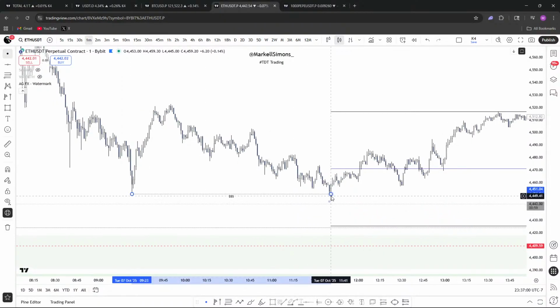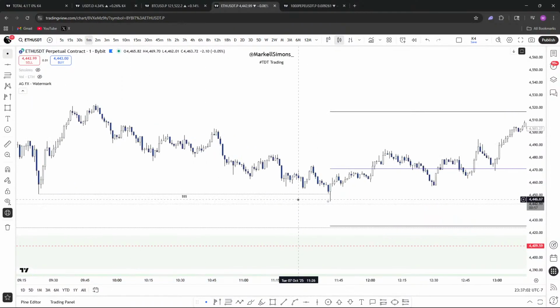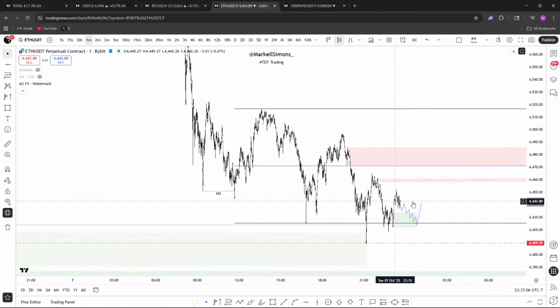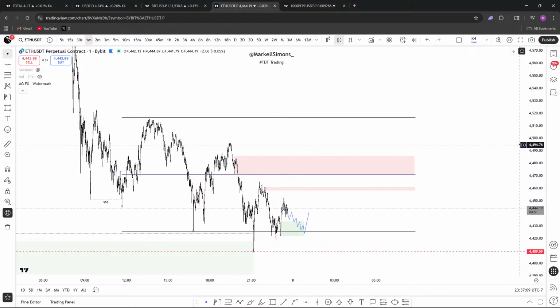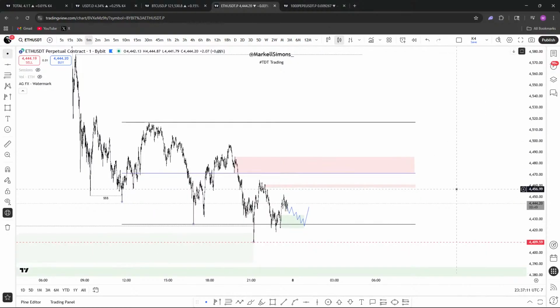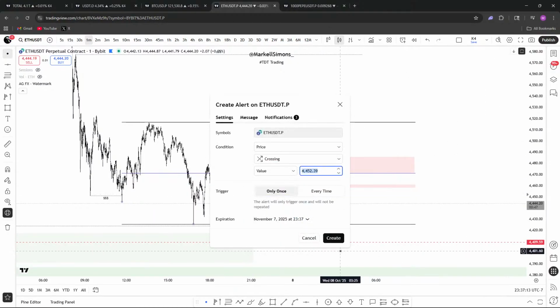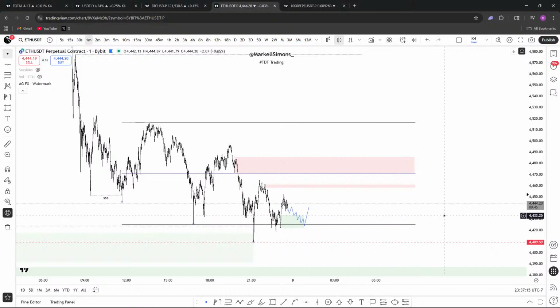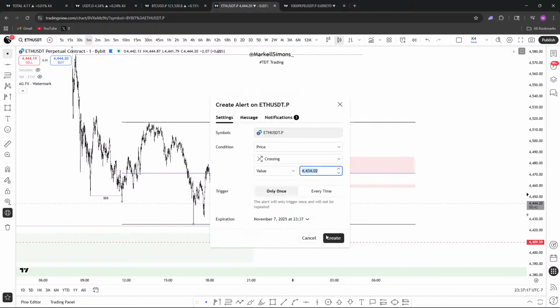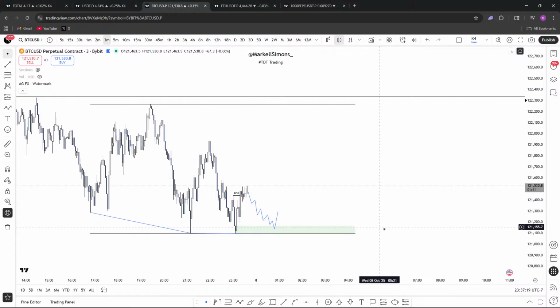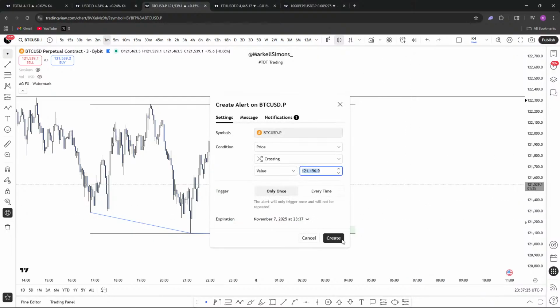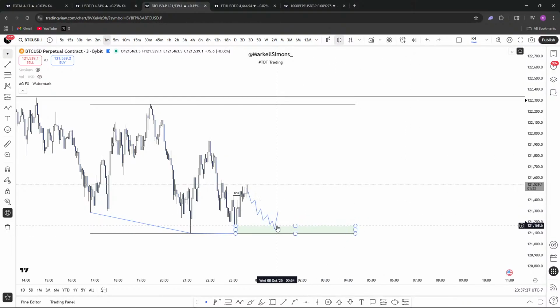I'm liking Ethereum. As soon as I hop on the chart, I go through my pairs. But if I get on that first pair and I see that it looks good, I won't even be looking at the other pairs. All right, so Ethereum, I'm gonna set an alert at this high. Set an alert at this demand POI, and then BTC, set an alert at this. I'm gonna set an alert at this demand POI. This is the more extreme demand POI.